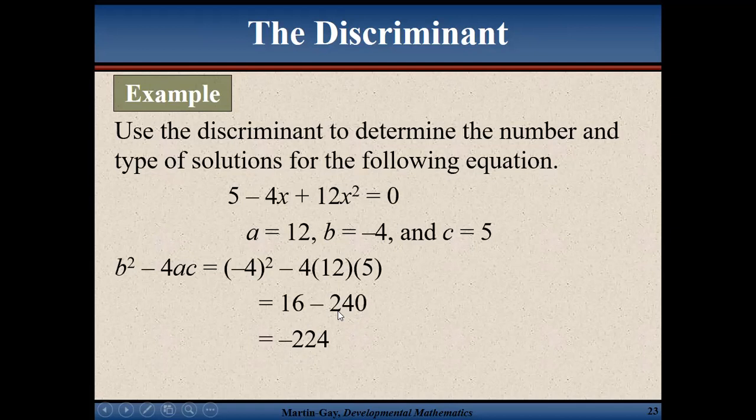The under root value is equal to a negative 224, and we all know in class 9 we have done complex numbers. If the under root contains a negative number, this means the number does not belong to the real numbers. This is an imaginary number. So the solution set of the quadratic equation contains no real number. No real number will satisfy this equation 5 minus 4x plus 12x square equals to 0.